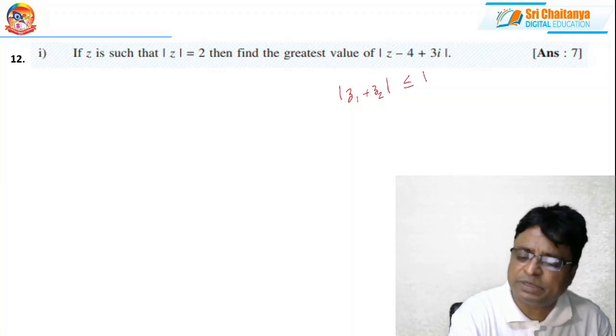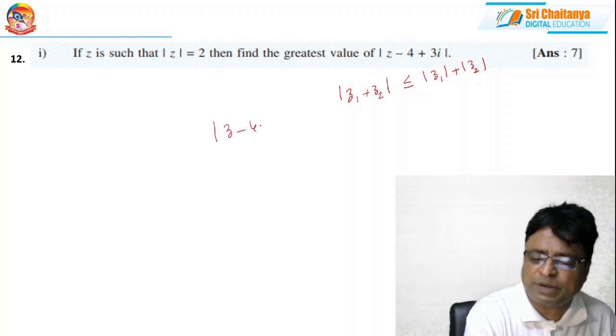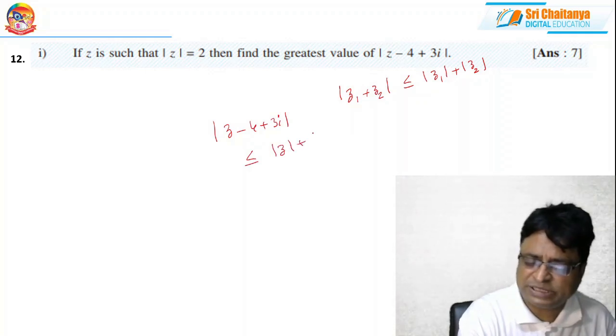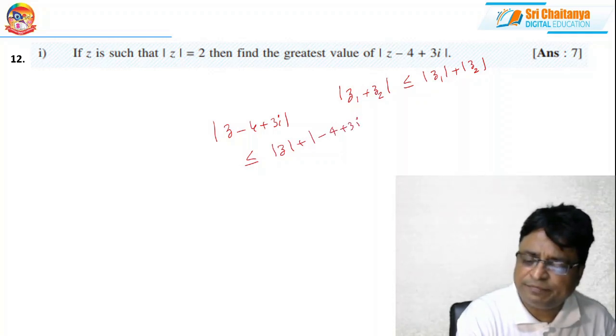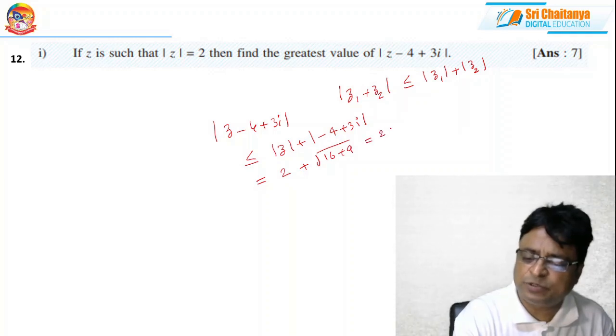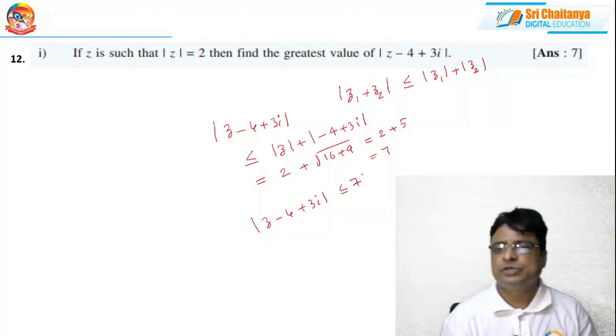We know that mod of z1 plus z2 is less than or equal to mod z1 plus mod z2. You apply this. Similarly, mod of z minus 4 plus 3i is less than or equal to mod z plus mod of minus 4 plus 3i. This is equal to 2 plus square root of 16 plus 9, which is 2 plus root 25, that is 5, which is 7. So mod of z minus 4 plus 3i is less than or equal to 7. So the greatest value is this one.